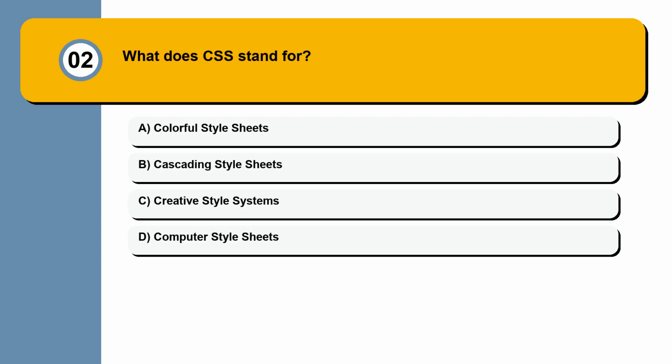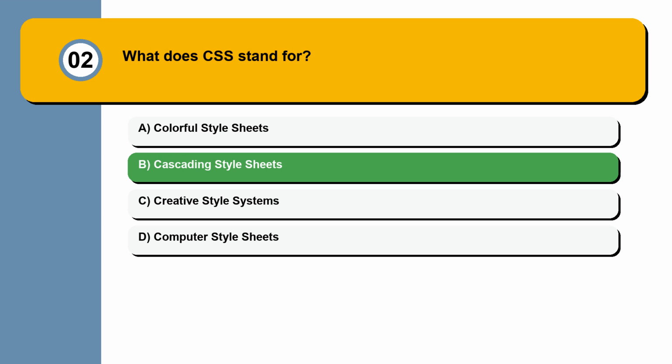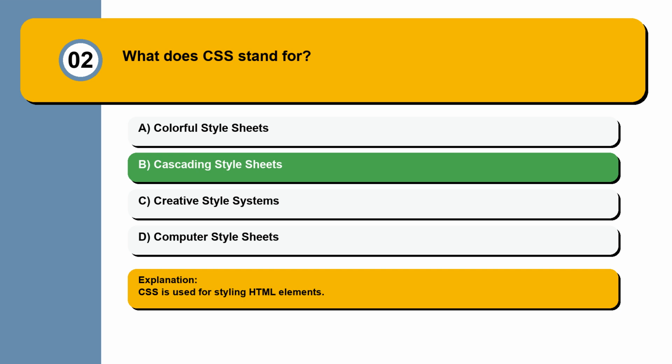Question 2. What does CSS stand for? Colorful Style Sheets, Cascading Style Sheets, Creative Style Systems, Computer Style Sheets. CSS is used for styling HTML elements.